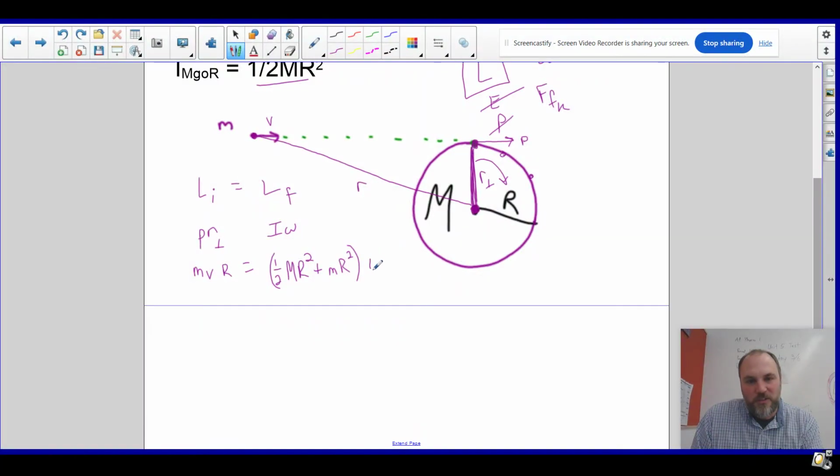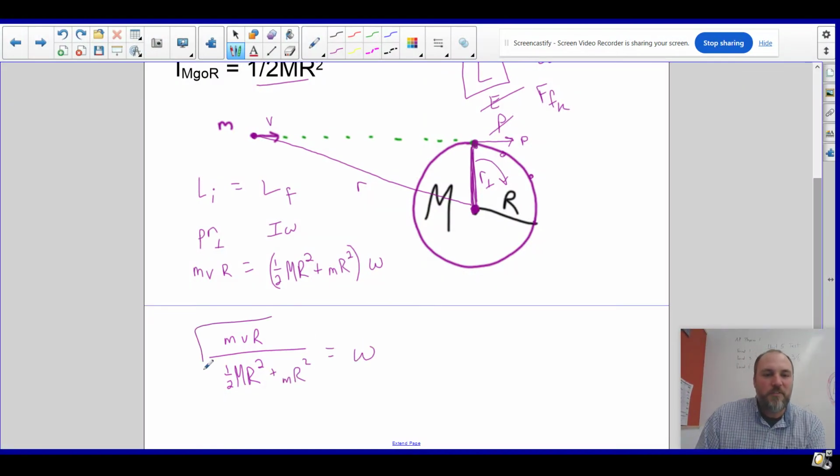And then I'm trying to determine the final angular velocity of the merry-go-round once the child lands on it. So if I want to get omega by itself, I'm just going to divide I to the other side, and I end up with mvR, which is the initial angular momentum, divided by 1/2 big M R squared plus little m R squared. So that's the total moment of inertia. And we have the angular velocity after the collision.